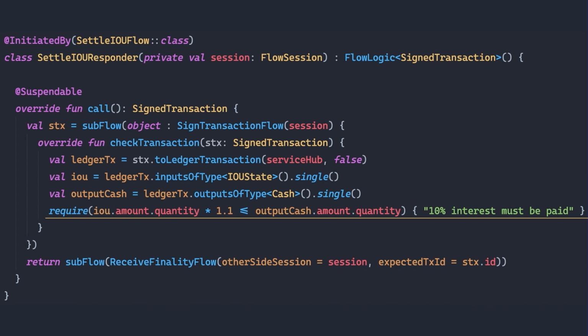Alice could have prevented this by adding the following check to her responder flow that checks that when she is sent the transaction to sign, she checks that the interest has been paid by Bob.